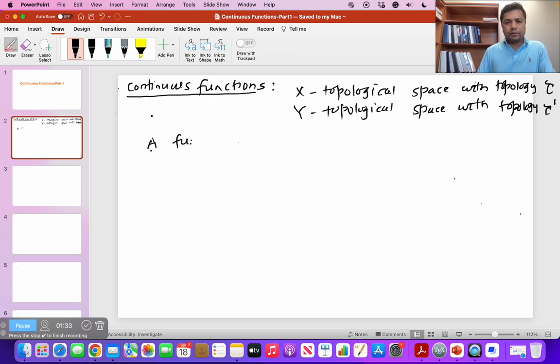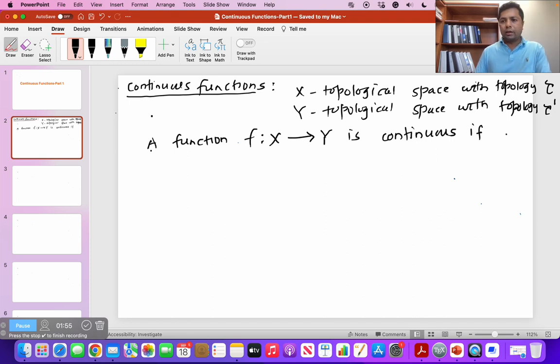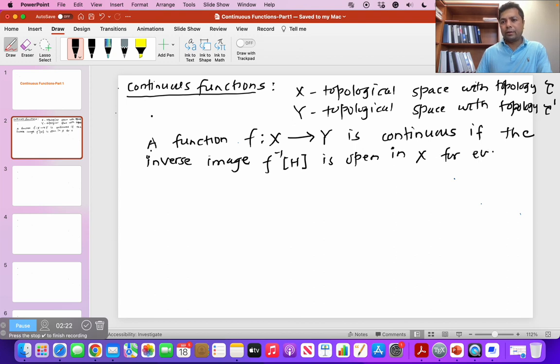Then a function f from the topological space X to the topological space Y is called a continuous function if the inverse image f inverse H is open in X for every open set H in Y. Okay, so this is the formal definition of continuous function.